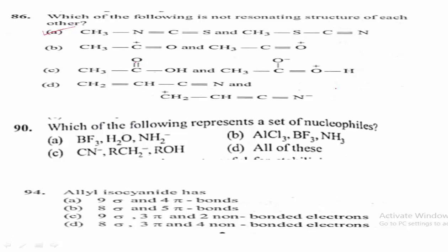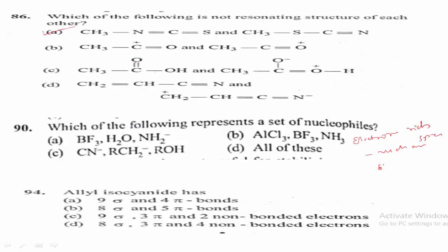Which of the following represent a set of nucleophiles? As students, remember the concept. What are electrophiles and nucleophiles? You know, students, electrophiles are electron deficient species containing positive charge that migrate towards the electron rich center. Is it right? Yes. But here they asked about nucleophiles. Nucleophiles are electron rich species, containing a negative charge and migrating towards the electron deficient species. Is it right? Yes.